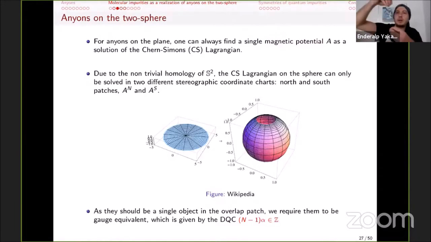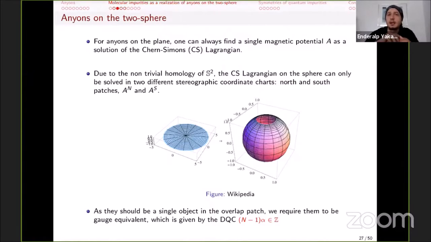Basically, you have to remove one point from the sphere and map the plane, and then you have to do the same thing the other way around, such that you remove another, opposite point, for example the antipode, and again map the plane, and so on. But the point is that in the overlap patch, the solutions should be equivalent to each other.